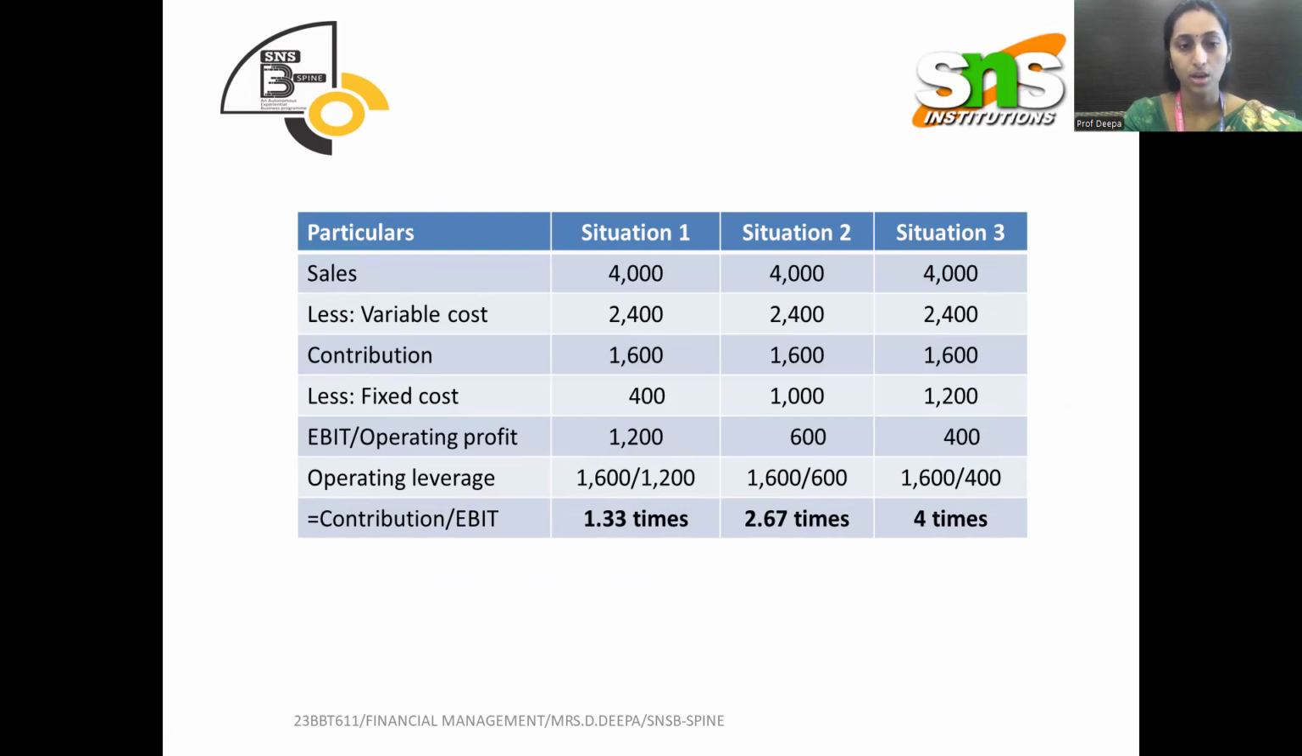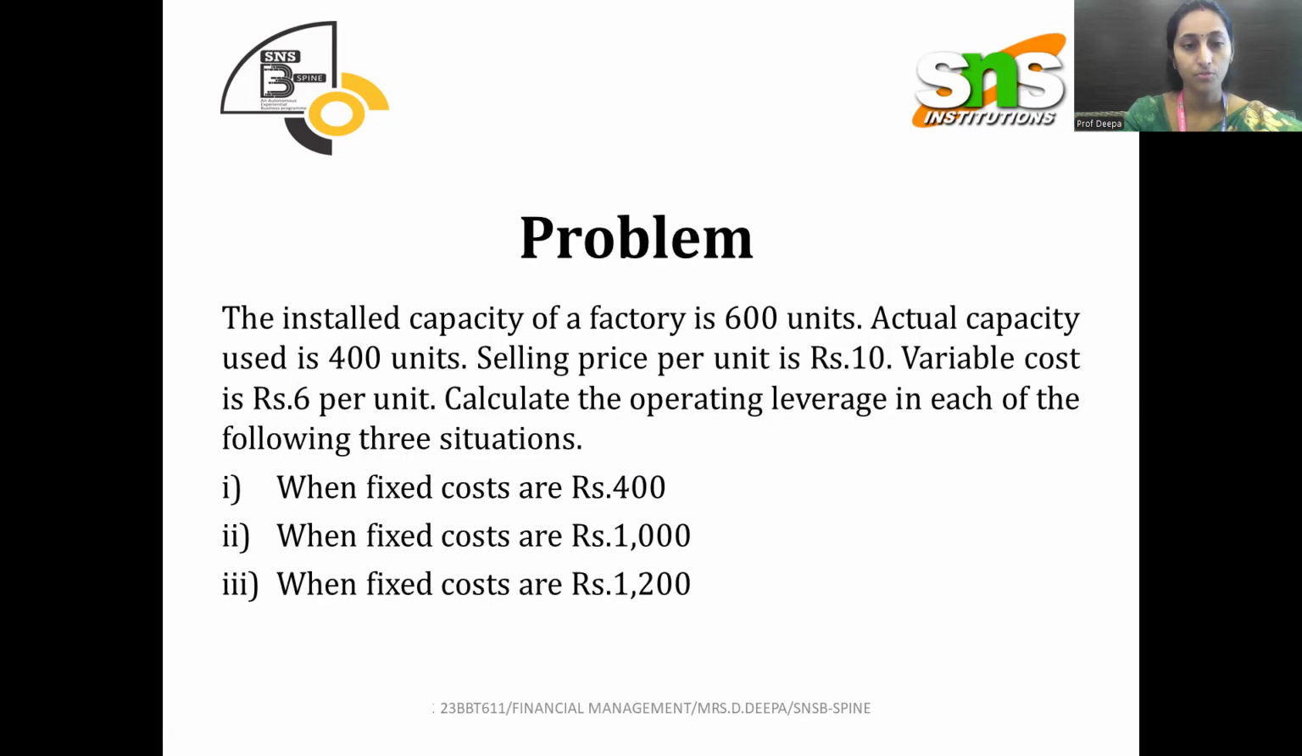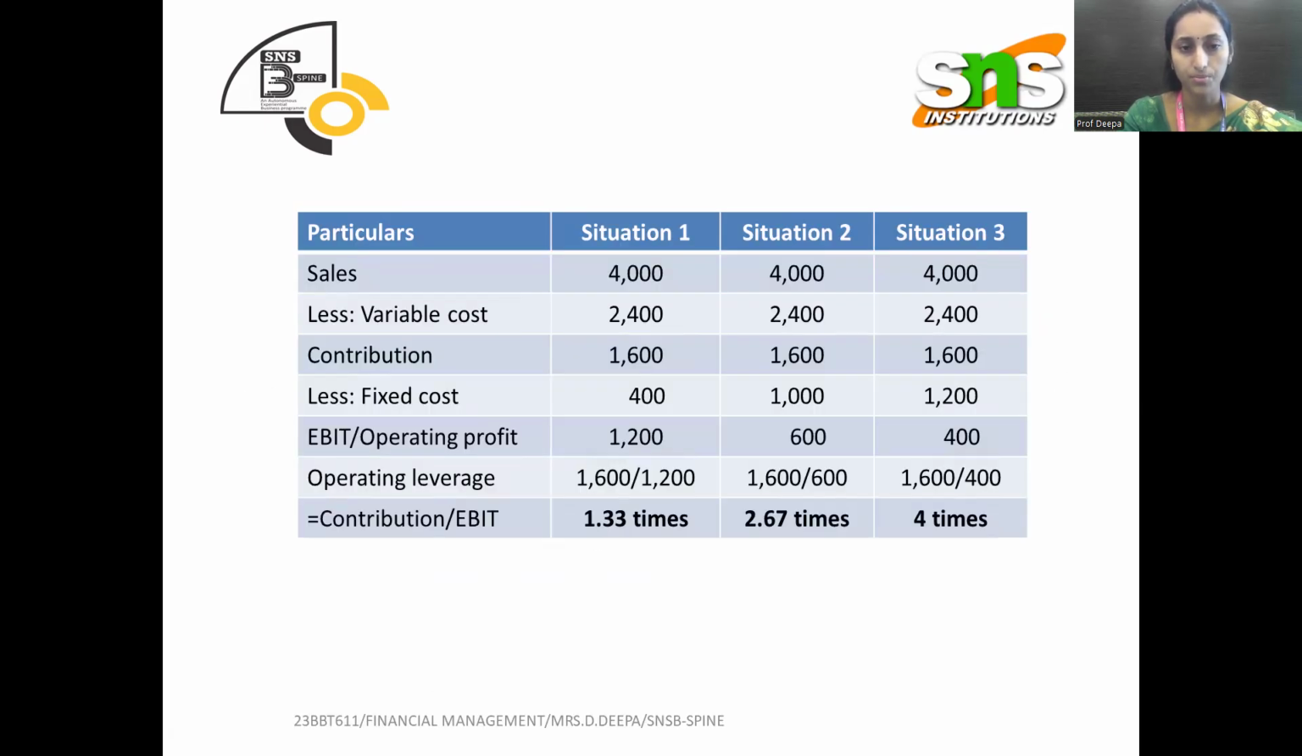Next, from this contribution, we should reduce fixed cost. We have three different fixed costs: 400, 1,000, 1,200. So 400 for situation 1, 1,000 for situation 2, 1,200 for situation 3. If we deduct this fixed cost from contribution, we have EBIT, earnings before interest and taxes. We have three different answers: 1,200, 600 and 400.